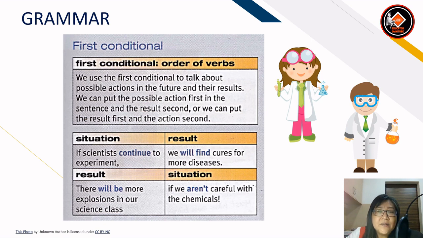Now, first conditional order of verbs. We use the first conditional to talk about possible actions in the future and their results. We can put the possible action first in the sentence and the result second, or we put the result first and the action second. Example here, the situation: if scientists continue to experiment. So the result: we will find cures for more diseases. But you can also write the result first. There will be more explosions in our science class, situation, if we aren't careful with the chemicals.